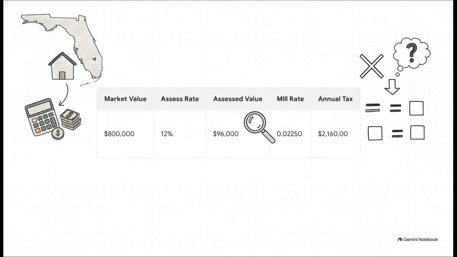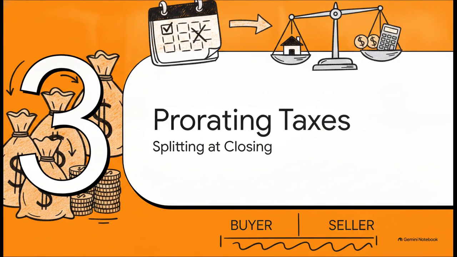Simple as that. And this exact progression you see here is how you avoid the next major trap. You absolutely cannot just multiply the mill rate by the market value. No way. You've got to calculate the assessed value first. Like in this example, an $800,000 market value multiplied by a 12% assessment rate gives you an assessed value of $96,000. Only then do you multiply by your mill rate decimal, which is 0.02250, to find your annual tax of $2,160.